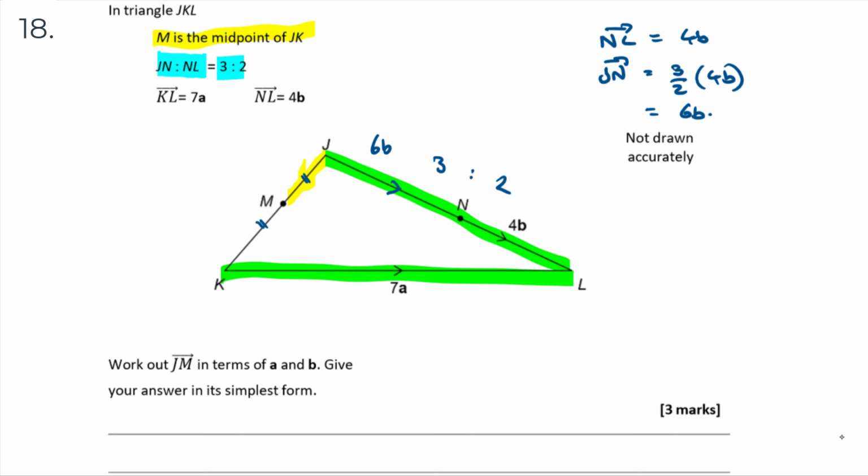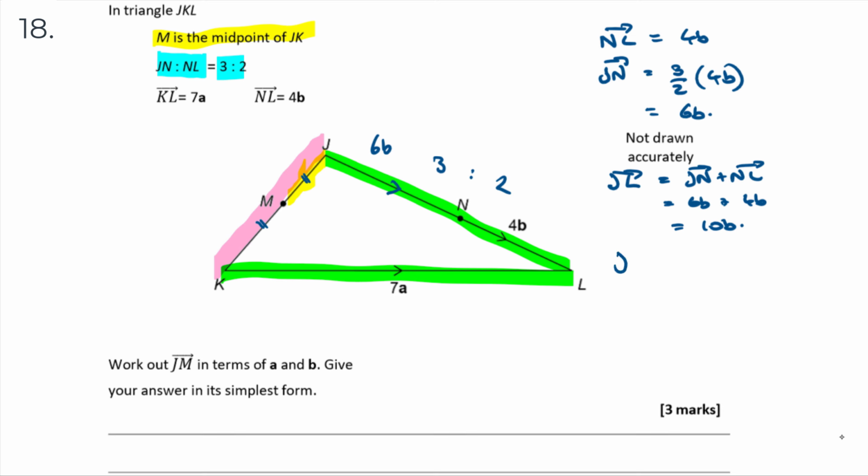And that tells me also that J to L is going to be J to N plus N to L, which is going to be 6b plus 4b, which is 10b. Okay, so I know J to L is 10b. I already know K to L is 7a. So then I can find an expression for J to K. So this distance all the way along here. Well, going the other way actually.